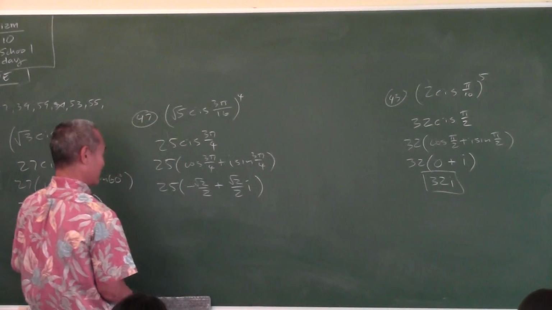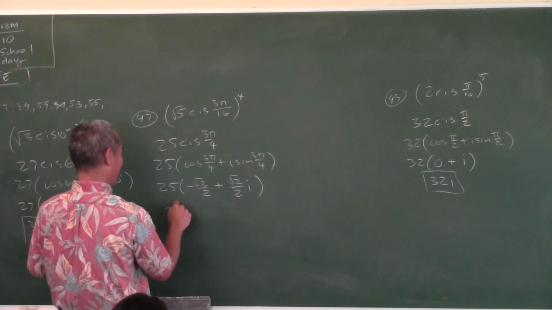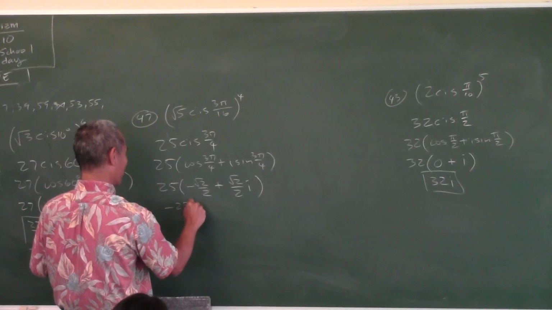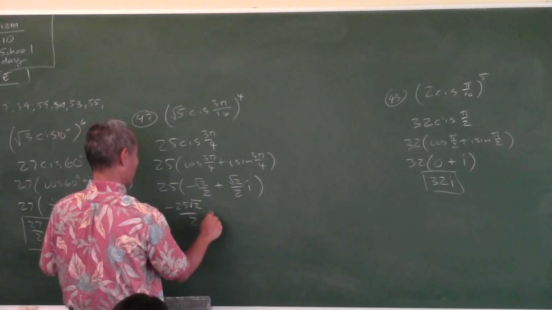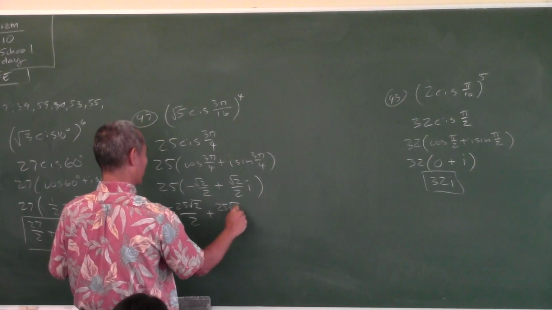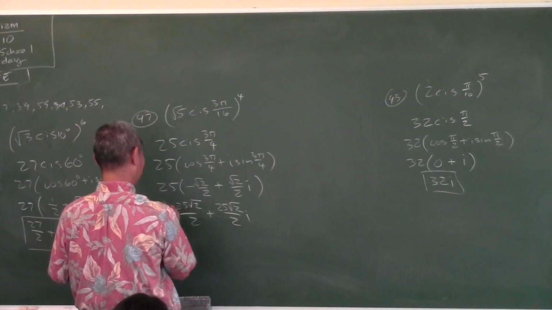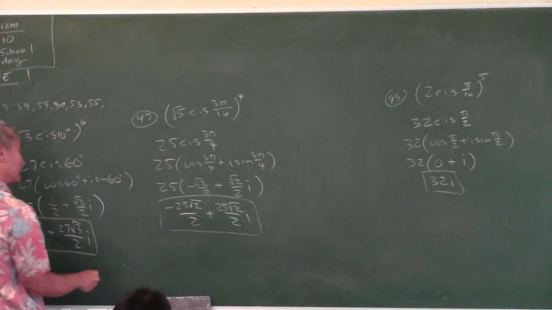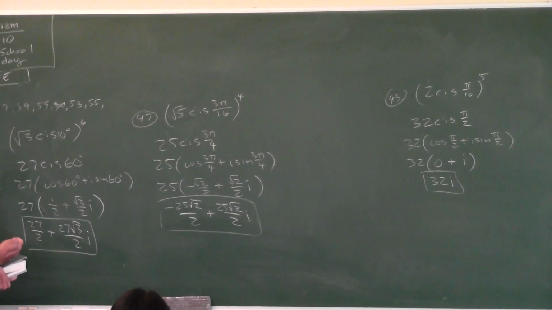And then if you distribute the 25, you get negative 25 root 2 over 2 plus 25 root 2 over 2i. There you go. Okay, that takes care of all the De Moivre's theorem ones. And then the last part of the thing is the complex roots theorem.